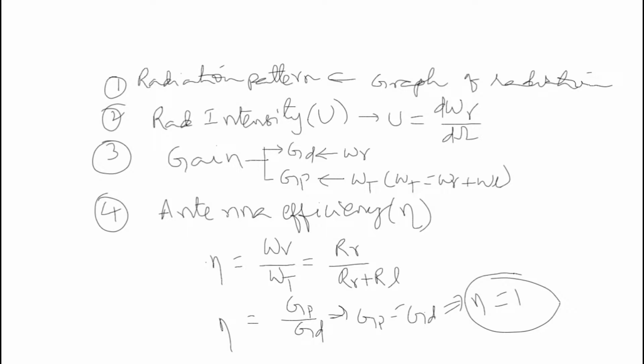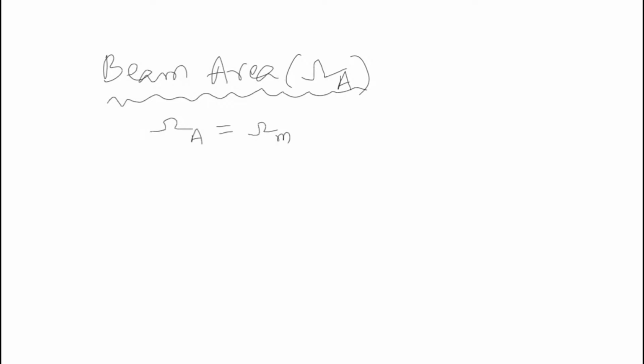Now we will discuss another parameter, that is directivity. Before discussing directivity, we need to discuss the beam area. Beam area is represented by omega suffix A. Omega indicates the beam solid angle, and A indicates area, so omega suffix A indicates beam area. Beams are nothing but the lobes. The lobes we have are the major lobe and the minor lobe. These lobes indicate radiation from the antenna.